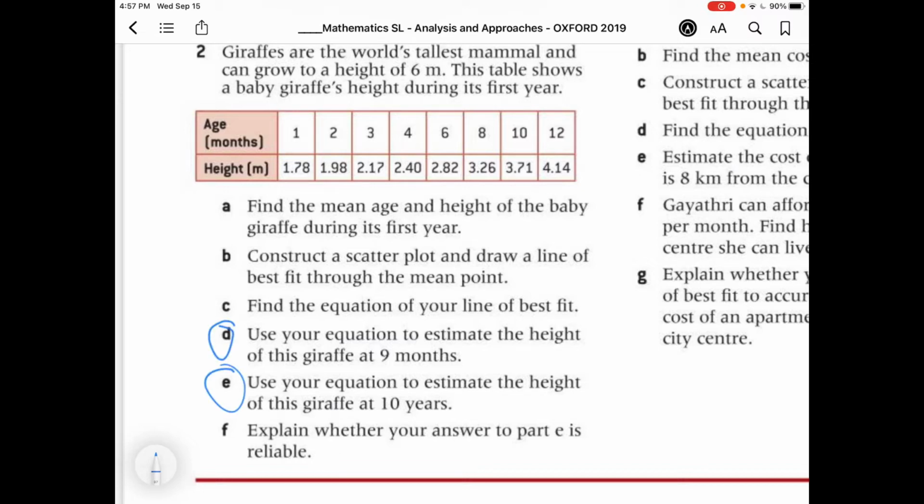If we had a model, could we use it to estimate the height of the giraffe at 9 months? We would say yes. That's interpolation because it's within the extremes of these ages that we're dealing with. From 1 to 12 months, you would find 9 months. So if you had a nice model, you could probably estimate that the giraffe's going to be about 3.5 meters tall after 9 months. Use your equation to estimate the height of the giraffe at 10 years.